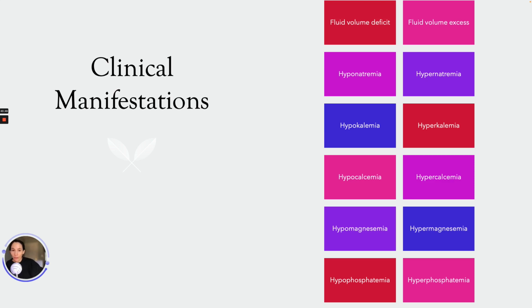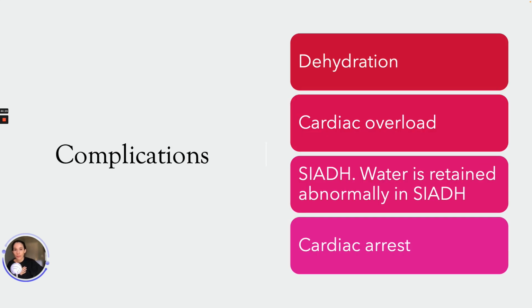Hypophosphatemia, so low phosphate, you will see paresthesia, muscle weakness, bone pain and tenderness, chest pain, confusion, seizures, tissue hypoxia, and nystagmus. And hyperphosphatemia, which is high phosphate, you will see tetany, tachycardia, anorexia, nausea, vomiting, muscle weakness, and hyperactive reflexes.